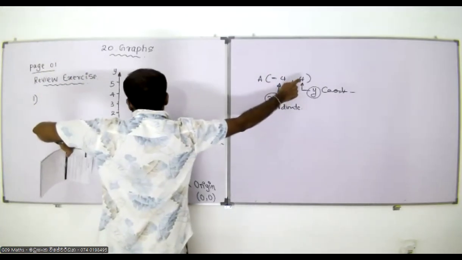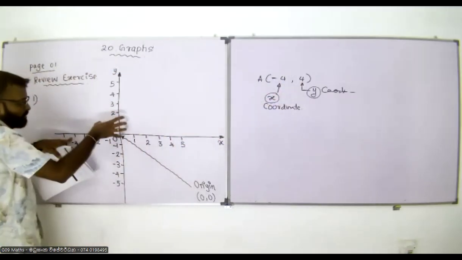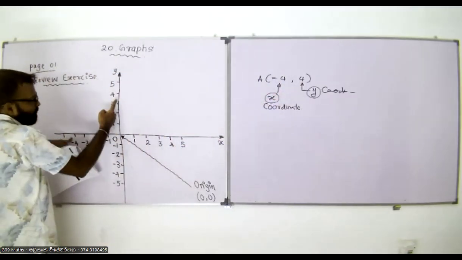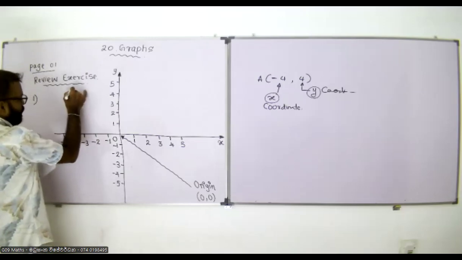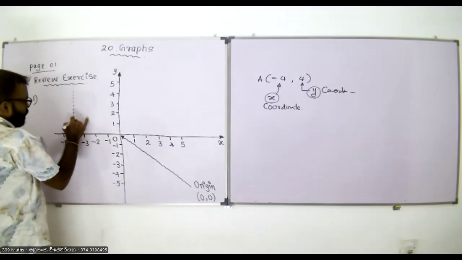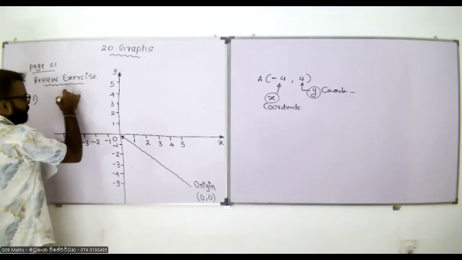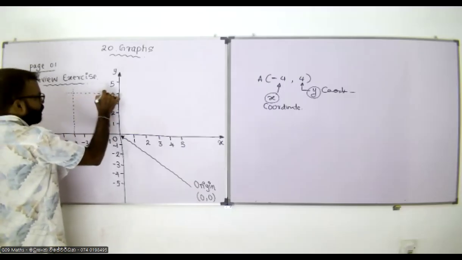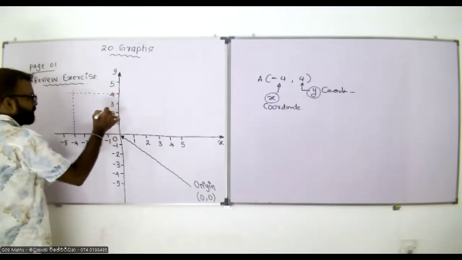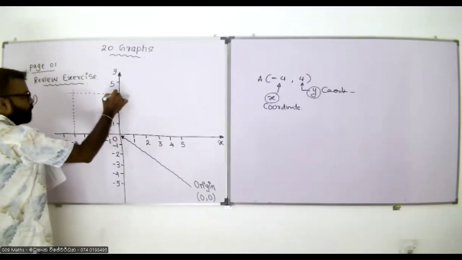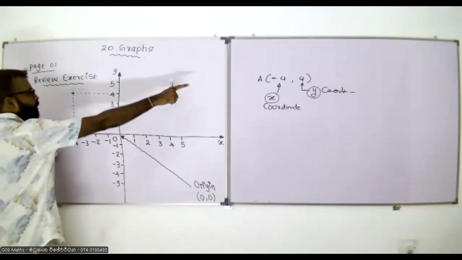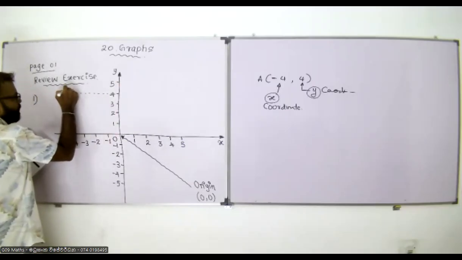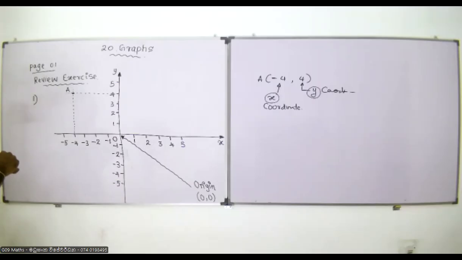Y coordinate positive side is this. The y-axis is this. The positive point is here. So where the two perpendicular lines that you have drawn for the x-axis and y-axis cross each other, on point -4 and +4, this is the intersection point of those lines. So this is where your point A lies.